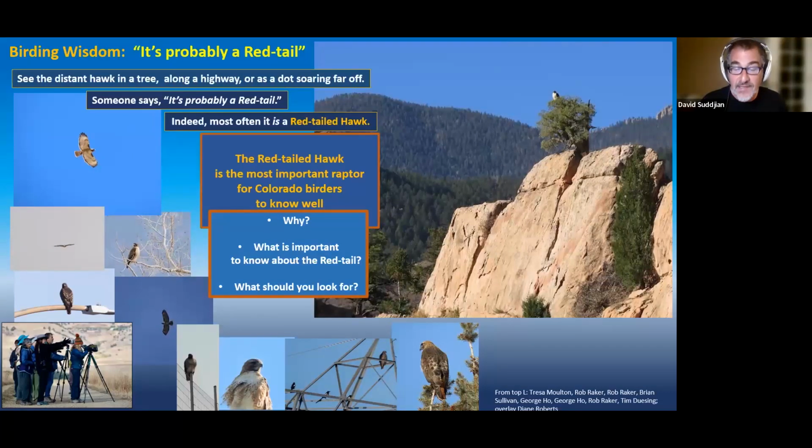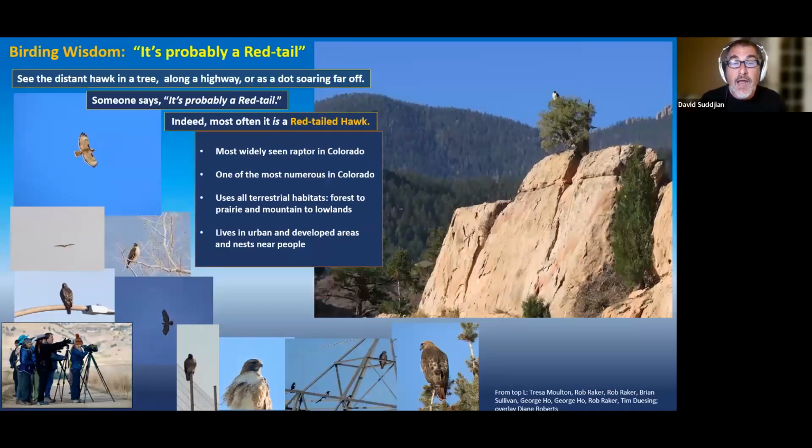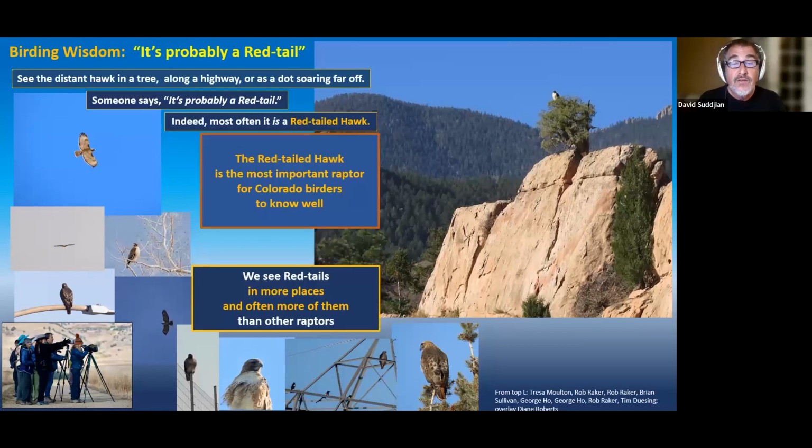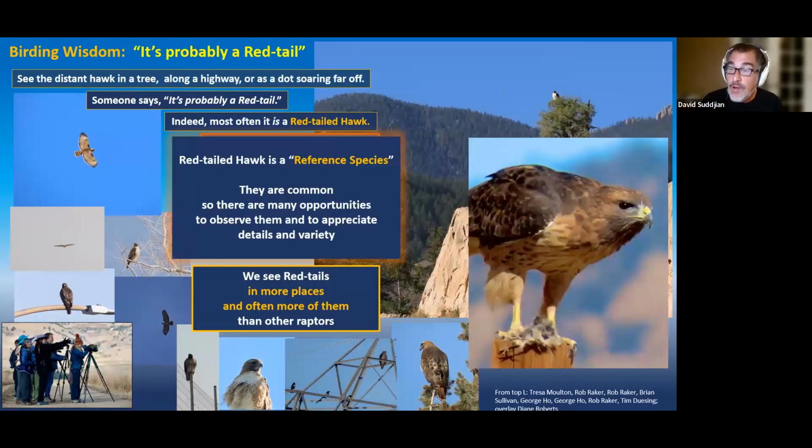Okay, so it's kind of a basic sort of situation. And this is the most widely seen raptor in Colorado. And it's also one of the most numerous in Colorado. And red tails use all terrestrial habitats essentially, from forest to the prairie and from really the highest mountain terrain down into the lowest country that Colorado has to offer. And they live in urban and developed areas and nest near people. So we see red tails in more places, and really we see more of them than other raptors. So this becomes an important reference species for us.